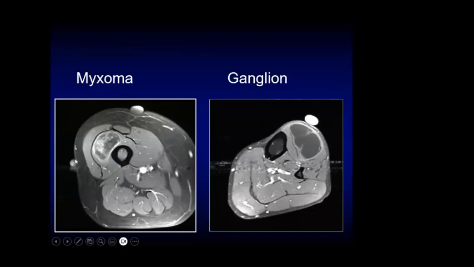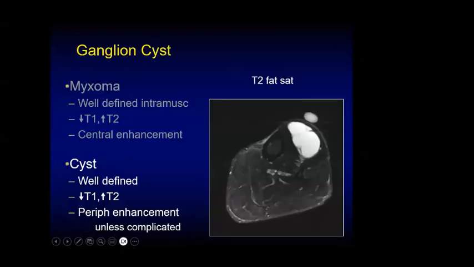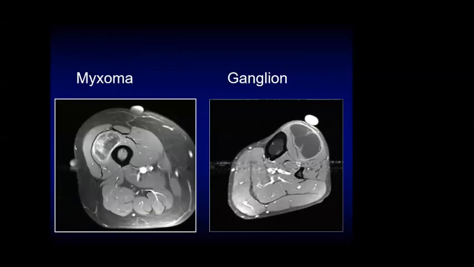They're both intramuscular. For example, in this patient here and in this patient here, they both have an intramuscular cystic lesion, but the contrast here helped you distinguish a myxoma from a ganglion cyst because they look very different on the contrast enhancement.